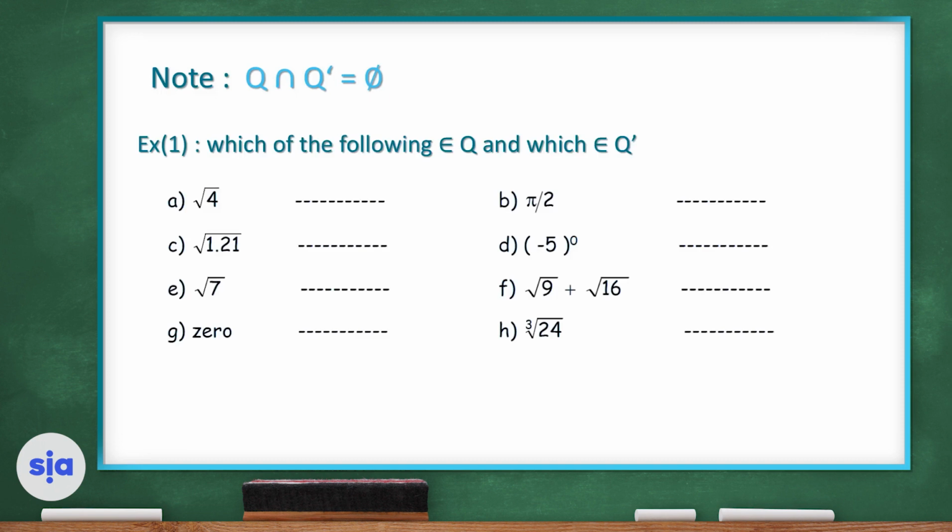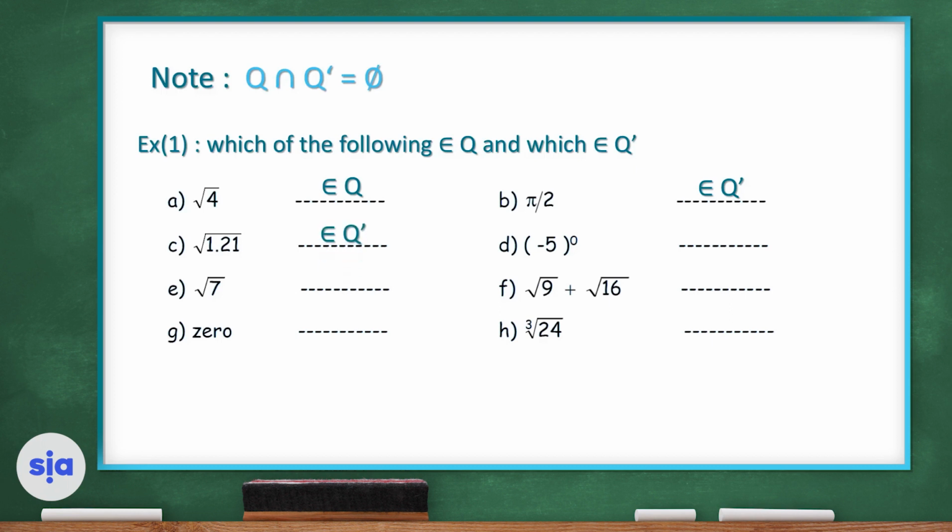Example 1. Which of the following belongs to Q, meaning belongs to rational numbers, and which belongs to irrational numbers? Square root of 4 is 2. 2 for sure is a rational number. Pi over 2, pi is irrational, so pi over 2 is still irrational. Square root of 1.21, it is an irrational number.